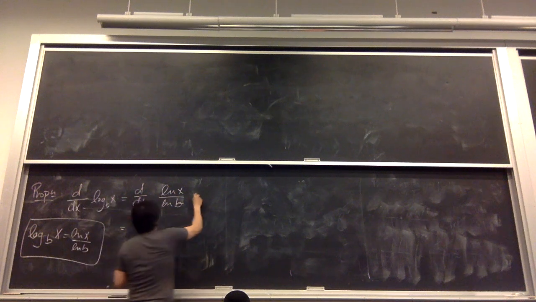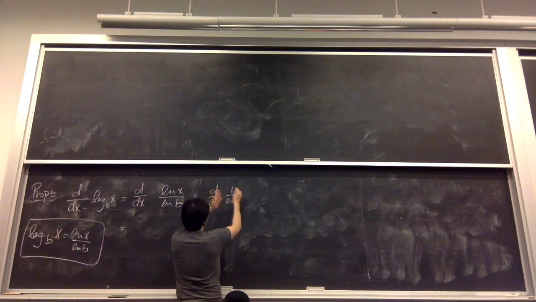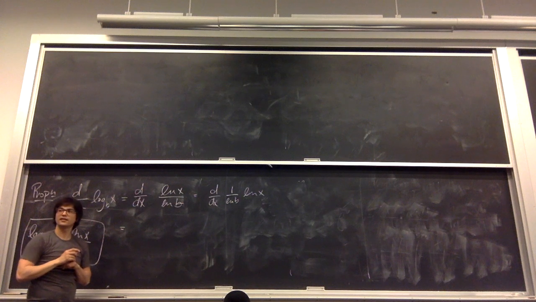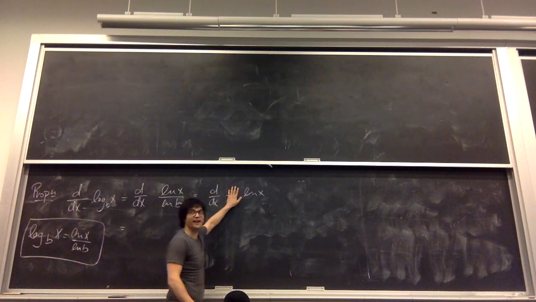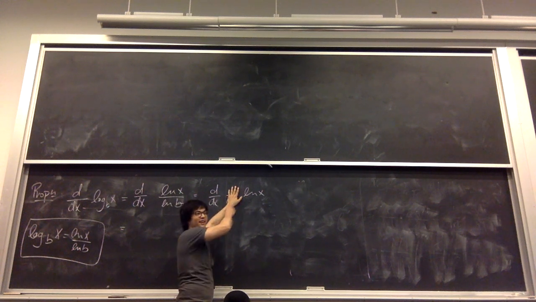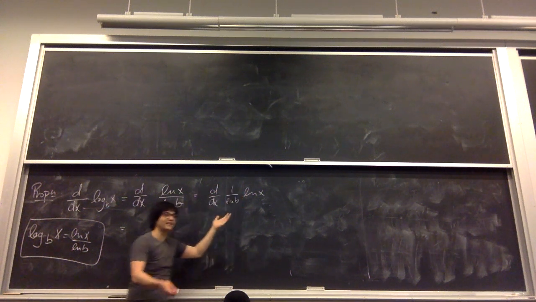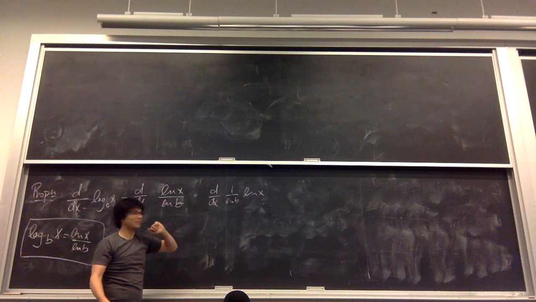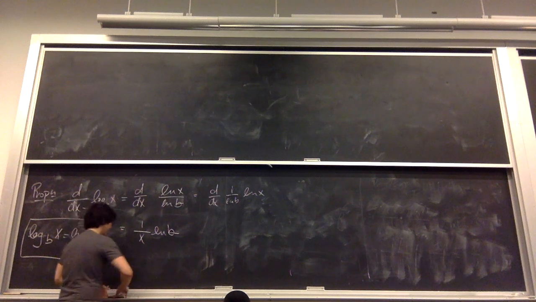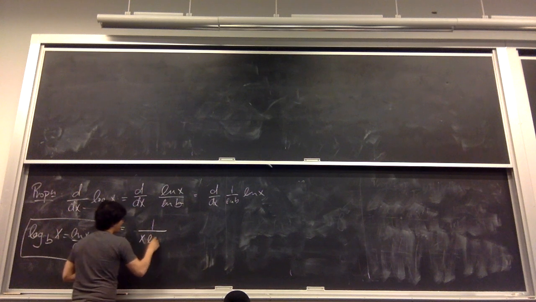Okay, how about if I write it like this, then? We have d/dx of 1 over ln b, which is just a number, times ln x. Can you do it now? What happens if I just take this out entirely? I just taught this like a minute ago. What is the derivative of ln x? 1 over x. If I multiply by a constant, it doesn't really change anything. So this is going to be 1 over x ln b.